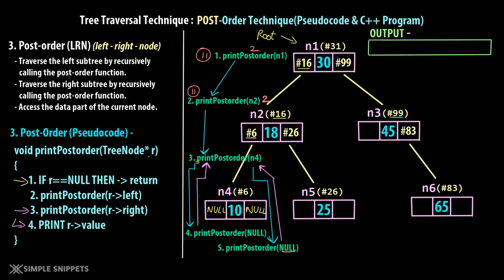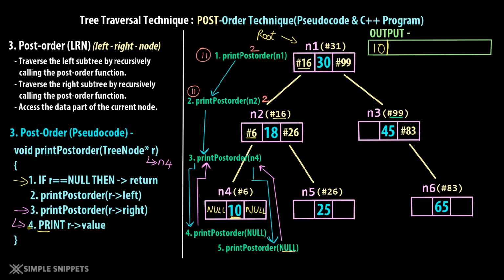Now when you are in the third print post order, the node value that is passed is n4. So R is nothing but n4. When you say print R of value, you are saying n4 of value. What is there as the value of n4? It is 10. So this is nothing but value, also known as data, also known as key. Right now we are calling it value. So that is going to be printed because the fourth instruction is to print the value. So I'm going to write the output over here as 10. Okay, so our very first node value is printed.